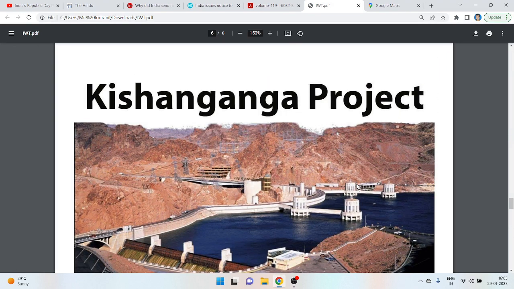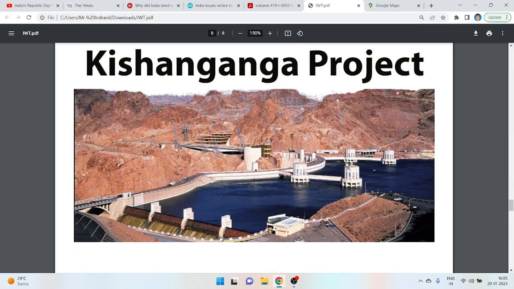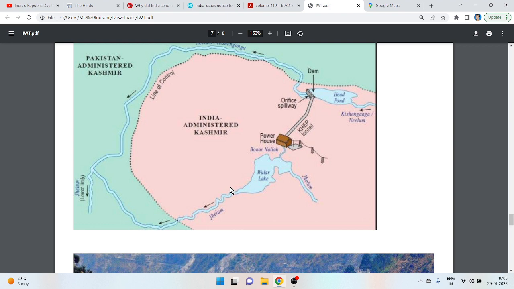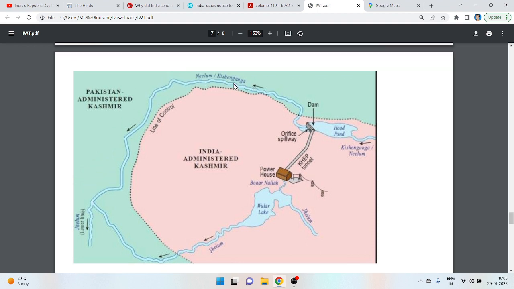Look, this is the Kishan Ganga project. The Kishan Ganga project is constructed on the Jhelum river. Okay, this is the map. Look, this is the Jhelum river. From India it enters into Pakistan, this is the line of control, and this is a tributary of the Jhelum river, that is the Neelam or Kishan Ganga river. So the dam is constructed on this Kishan Ganga river, the tributary of Jhelum, or the Neelam river, and that is why Pakistan is objecting to this.